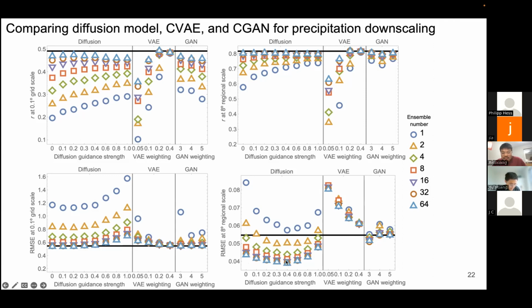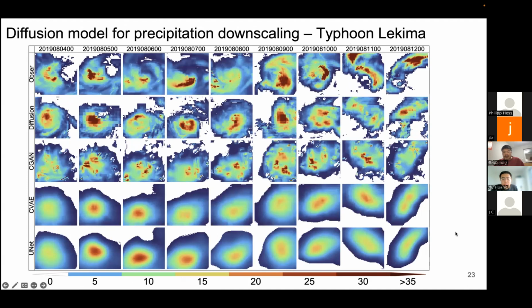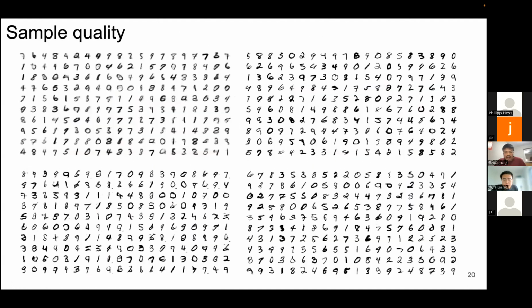So this is pretty worth celebrating, which means that even if you train the model at 0.1 degree, if you upscale these predictions, this is the only model that can surpass UNet. And this is a general scale evaluation, but I'm showing you something more interesting here. I show you Typhoon Lekima here.